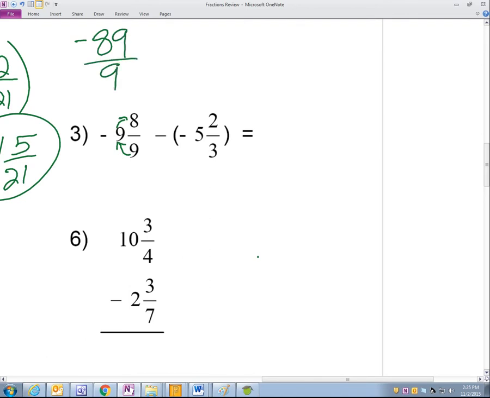Now I have two negatives. So whenever I have two negatives, I want you to think of your super cool, not dorky, not unhip at all, math teacher that you had when you were in 7th grade. Because when you have a double negative, negative, negative makes a positive.